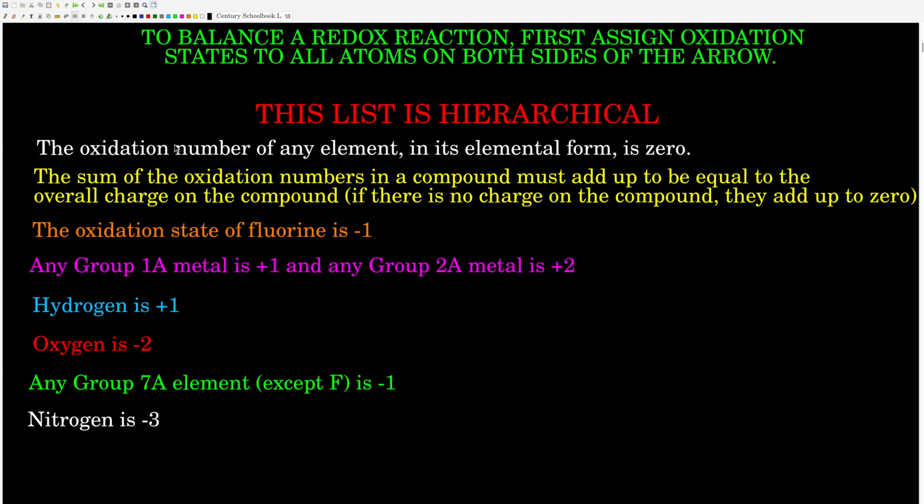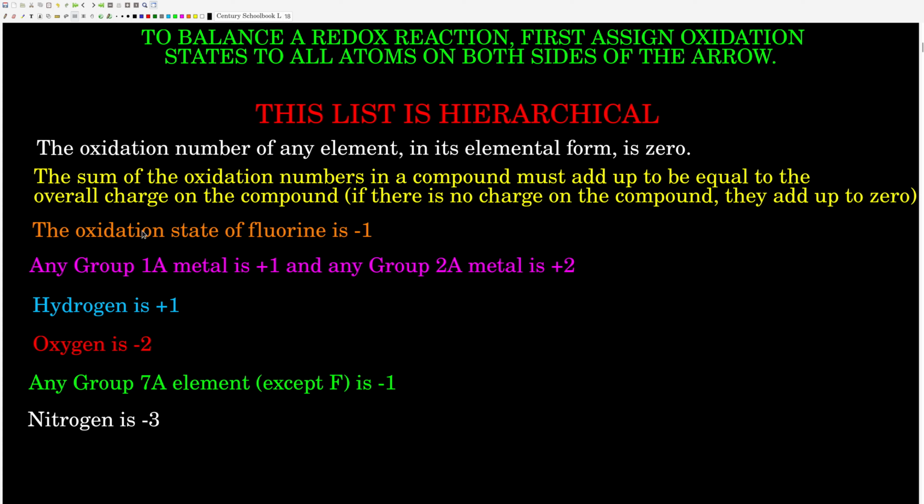So the first rule says that if we have an element in its elemental form, like hydrogen H2 or something like that, its oxidation state is 0. Next one we apply every time there is more than one element in a compound. This says that when we add up the oxidation numbers for all the atoms in that compound, they must be equal to the overall charge. And if there's no charge, then that's 0.